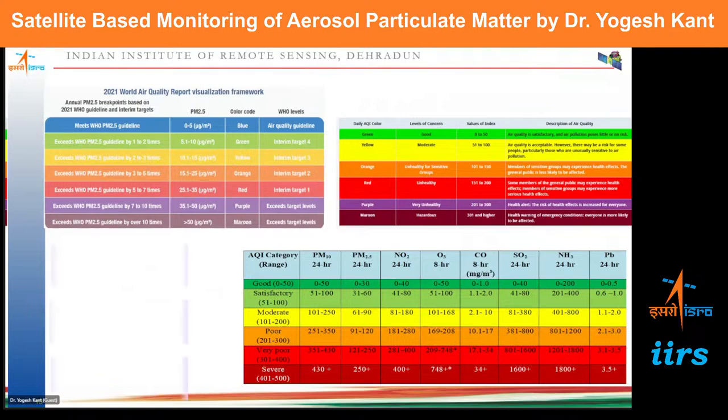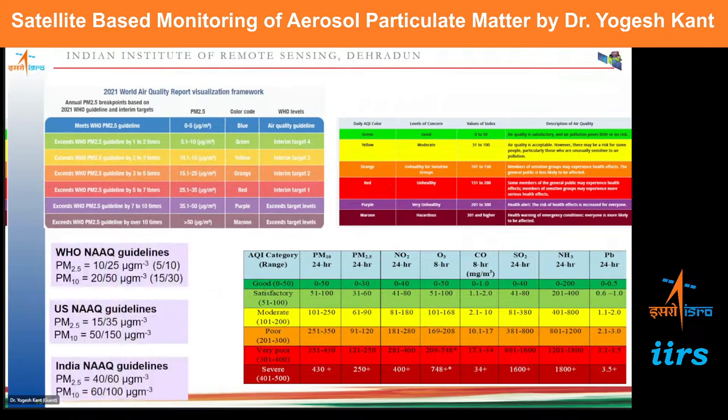So for example, the World Health Organization came up with air quality guidelines in 2005, and then revised them to be very stringent in 2021. For PM2.5, the WHO value was 10 as the annual average, and 25 micrograms per meter cube as the 24-hour, one-day average. It has now come up with more stringent values: 5 micrograms per meter cube annual, and for the 24-hour average, it is 10 micrograms.